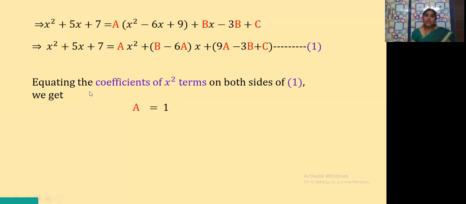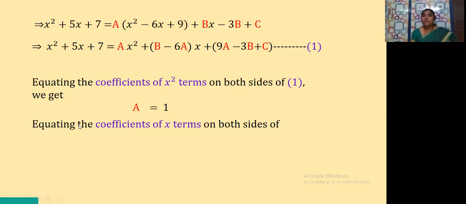Now let us see. After this one, what is the next term? The next variable is x. So let us equate the coefficients of x terms on both sides of equation number 1. What do we get? The x coefficient is 5 on LHS, and on RHS we have B minus 6A. So B minus 6A is equal to 5.